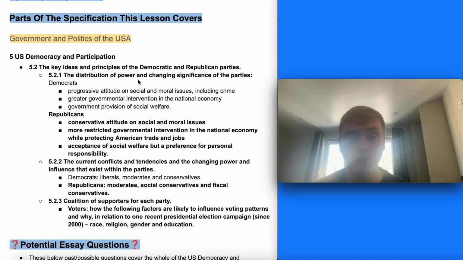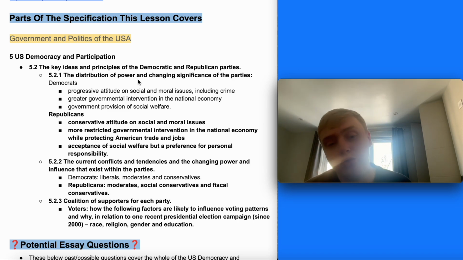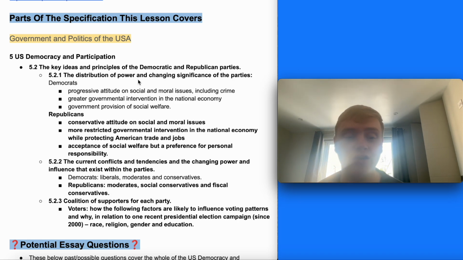So we're going to look at the key policy attitudes of the Republicans, as well as the conflicts and tendencies and changing power and influence within the parties, looking at moderates, social conservatives, and fiscal conservatives. But also, since this spec was written, you've seen the massive rise of the MAGA crowd and the Trump supporters, which are now very much dominant. So we're going to bring those in as well.